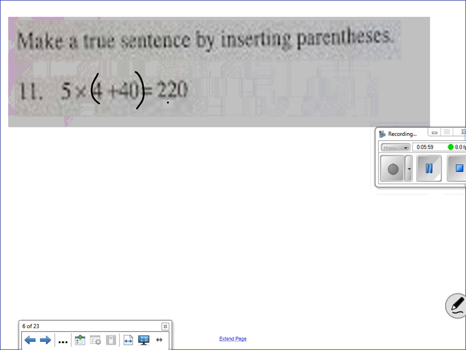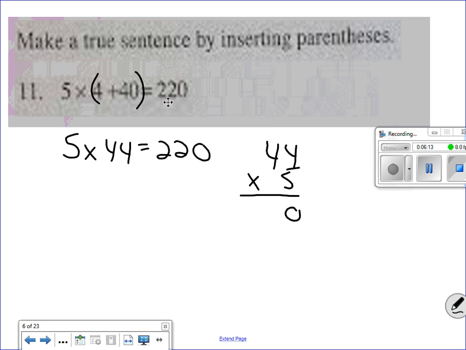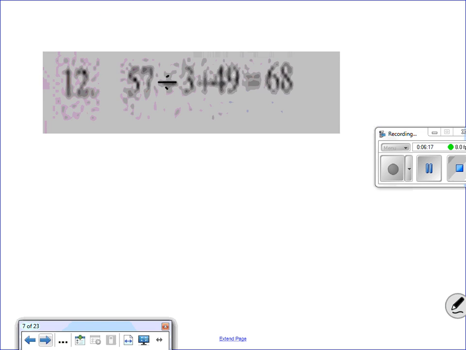So I'm going to put parentheses around the 4 and the 40. So I'm going to go 5 times 44 equals 220. Does that work, kids? 44 times 5, 20, 20, 22. That's how you do it. Next problem.